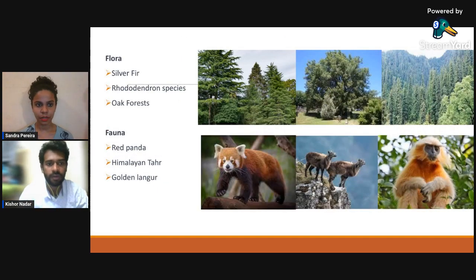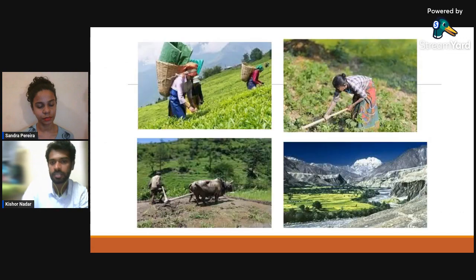The flora here include the silver oaks, which are used for cricket bats, rhododendron species, silver fir, and oaks. The fauna here are the red panda, which you can see in the northeastern Himalayas, and the Himalayan tahr. These are goats living on the edges of the hilly areas. They are totally adapted. The golden langur, you can say different species have lovingly adapted to this.